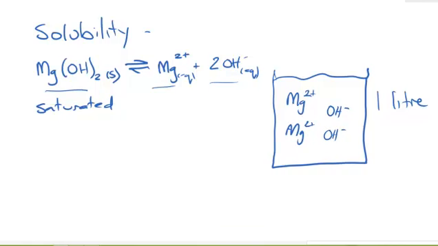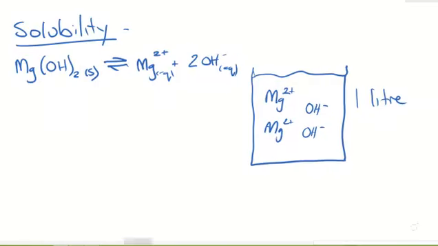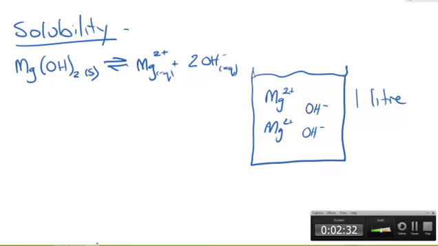Now the actual solubility expression, or the definition of solubility I should say, relates to how much of this solid here will dissolve in solution. So it's how much of that solid will dissolve. So if we have, say for instance, 0.15 moles of this will dissolve, that is the solubility, and we call it S.